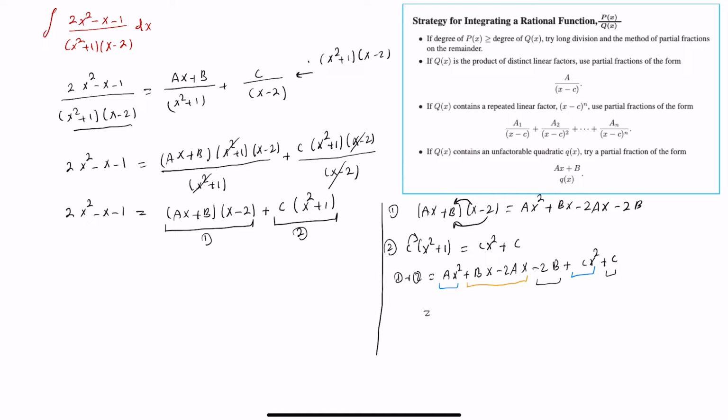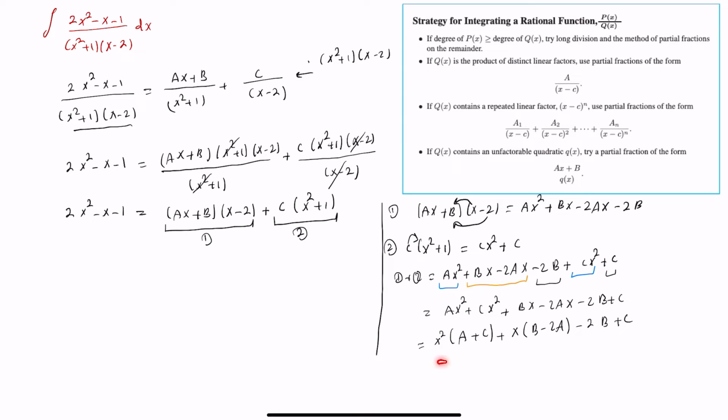So that's going to be equal to ax squared, then plus cx squared. Then I'm going to bring the x's together. It's going to be bx, then minus 2ax, and then the constants together. So I'm going to have minus 2b plus c. Now I'm going to factor the x squared. So it's going to be x squared multiplied by a plus c. Then I'm going to factor the x. So we're going to have x multiplied by b minus 2a. And then the constant is going to be the same, minus 2b plus c.